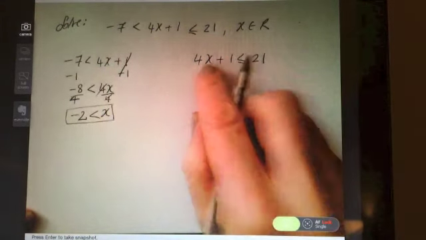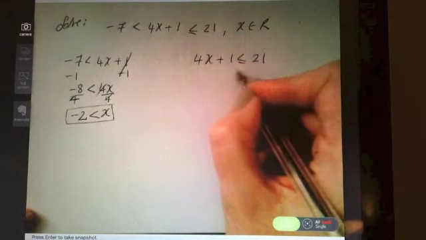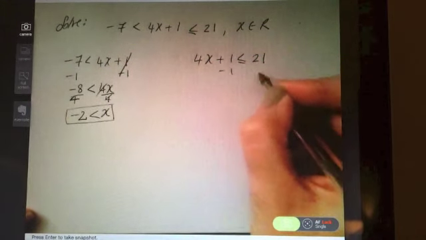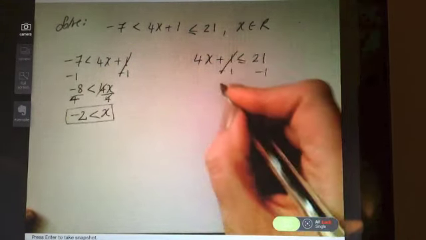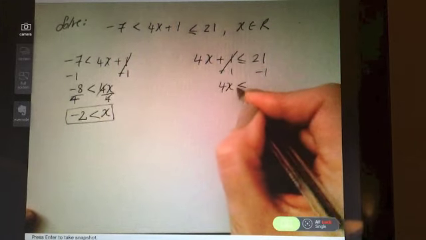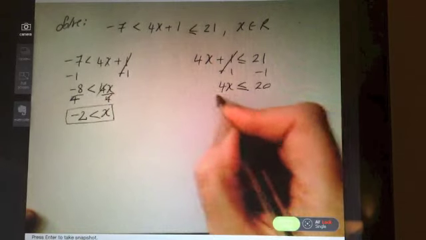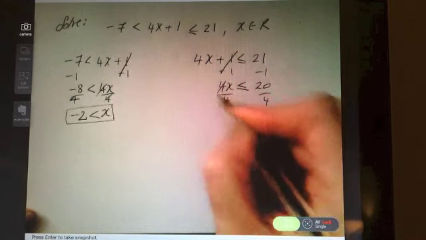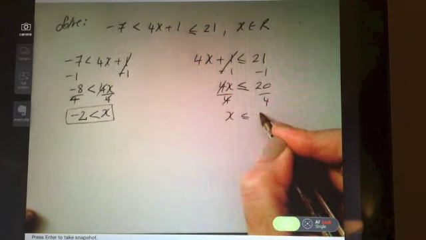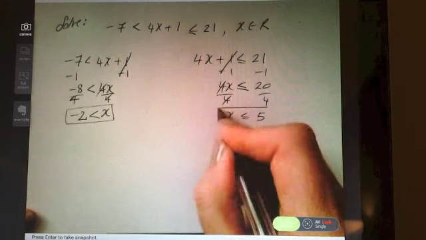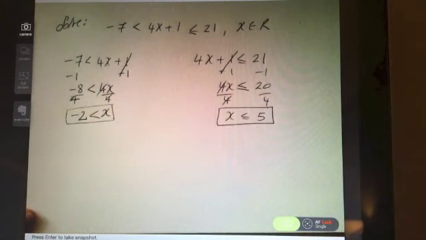And now this side. So this one's a little bit more straightforward in that I'll take away 1 from both sides like that here, and I'm left with 4x is less than or equal to 21 minus 1 is 20. To get rid of the 4, I divide by 4 on both sides, and then I'm left with x is less than or equal to 5. So that's the other element of my answer.